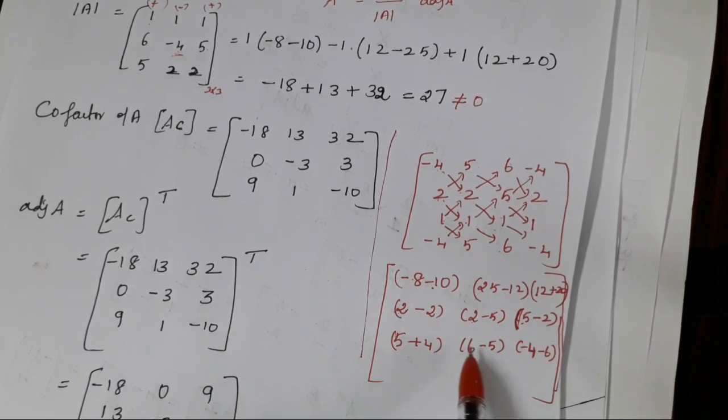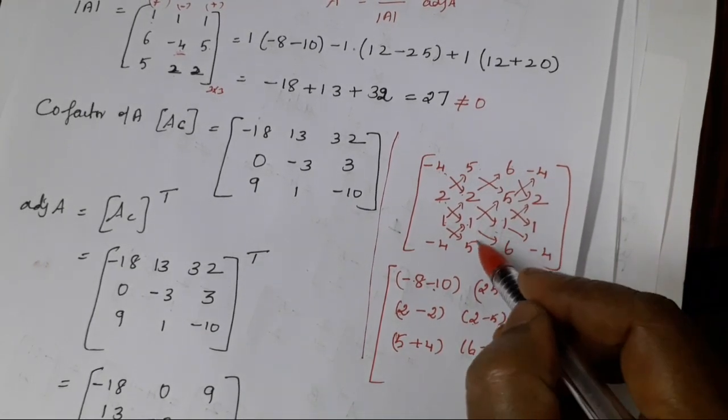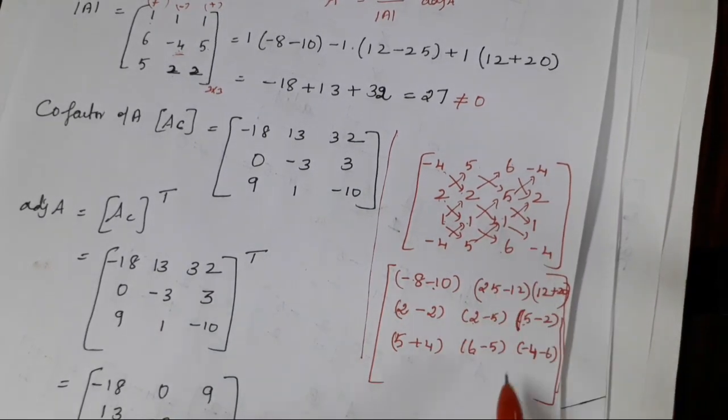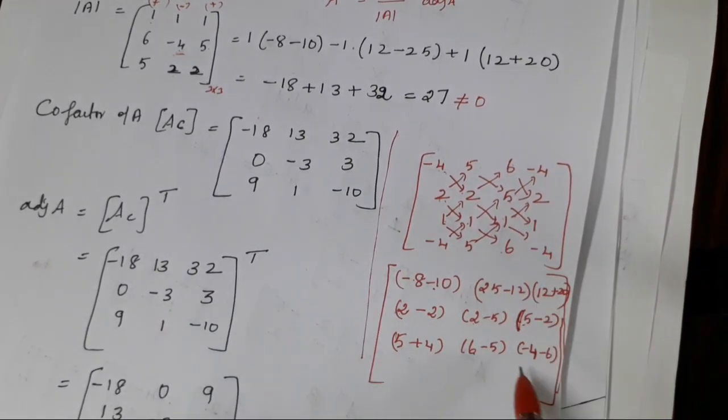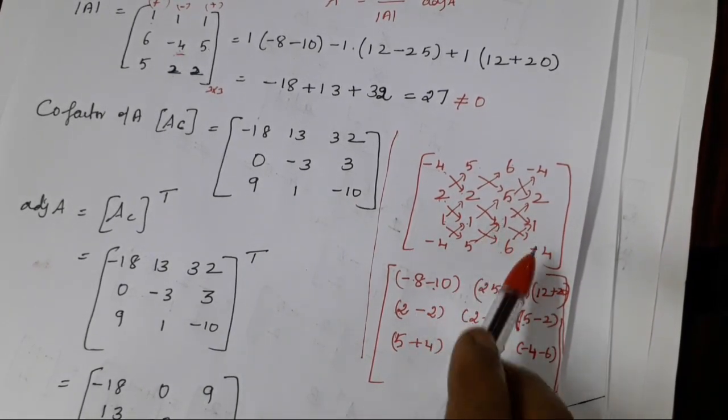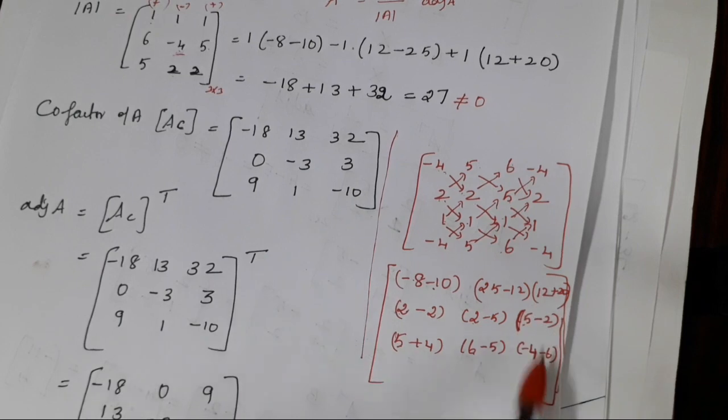Again 1 6 is 6, 1 5 is 5. Downward minus upward: 1 6 is 6, 5 1s are minus 5. Again 1 4 is 4, minus 4. 1 6 is 6. Downward minus upward: 1 4 is 4, minus 4. 6 1s are minus 6.